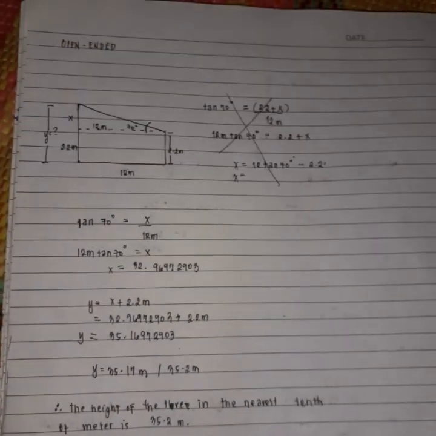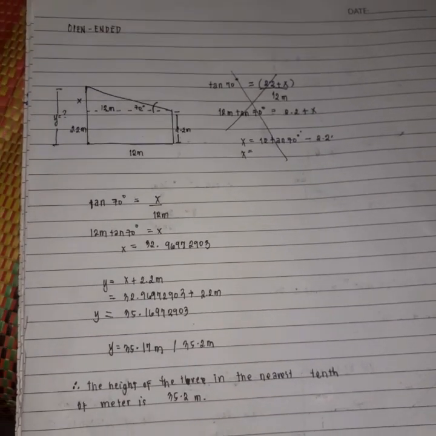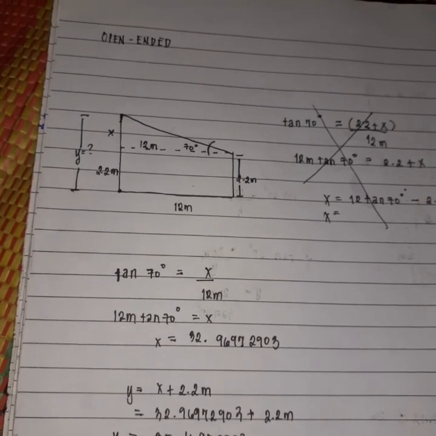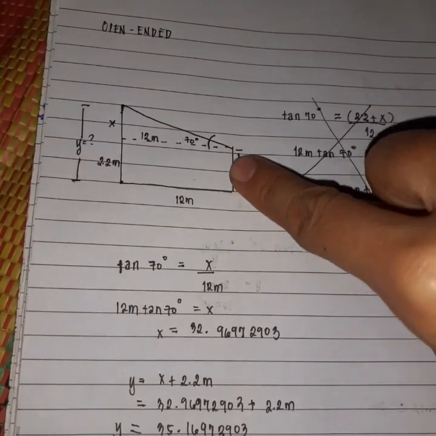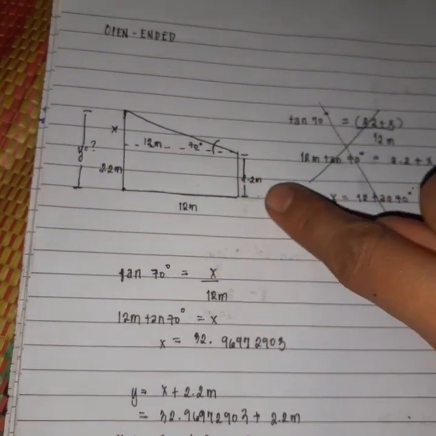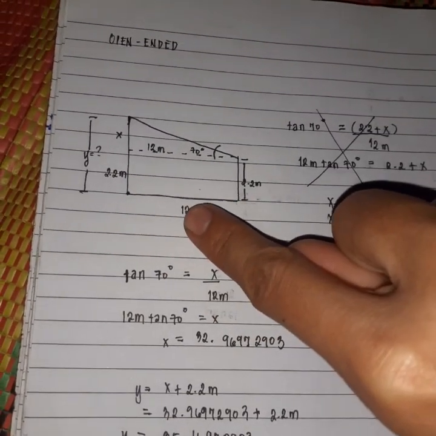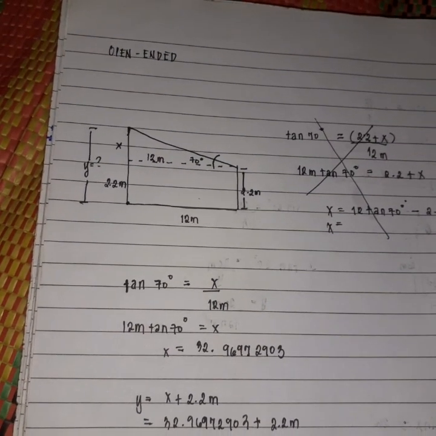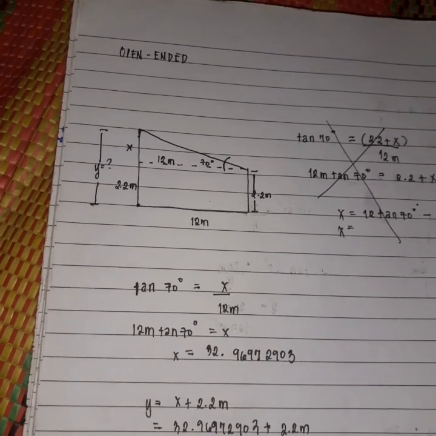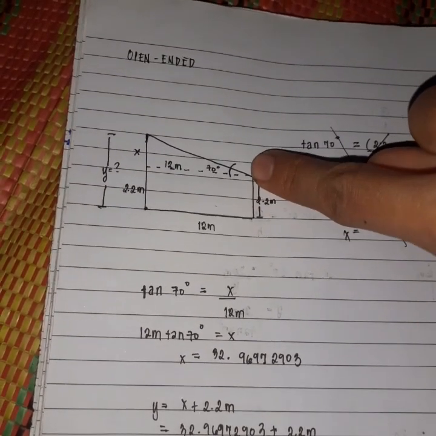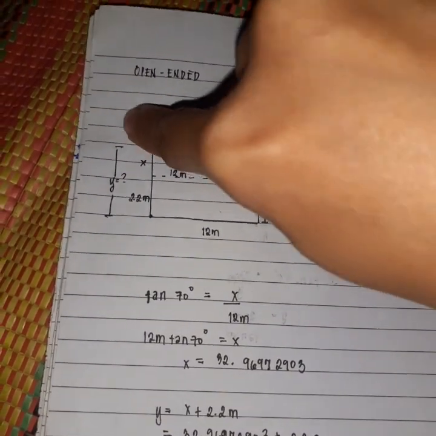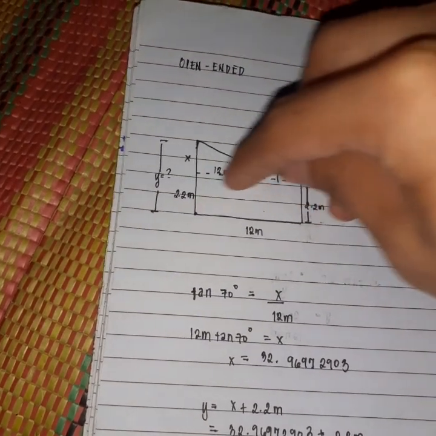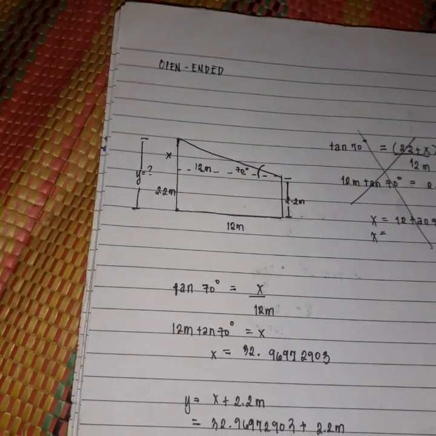Let's move on to some open-ended questions in our final exam. Here is the question: Thomas stood 20 meters from the base of a tree. So if this is Thomas, who stood at the base of the tree 12 meters away, he used a clinometer to sight the top of the tree. So this is Thomas sighting the top of the tree, the angle of elevation. This is the angle formed from his line of sight to the top, which is 70 degrees.